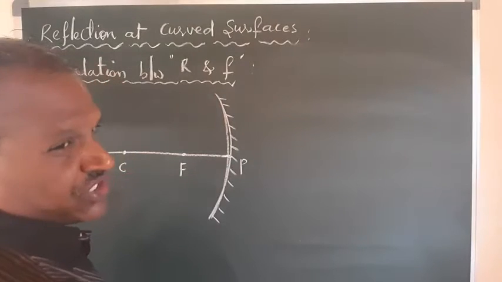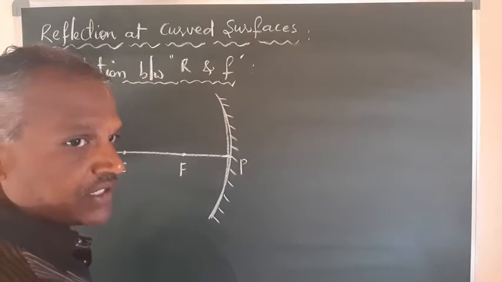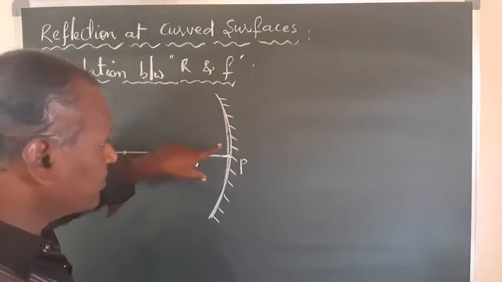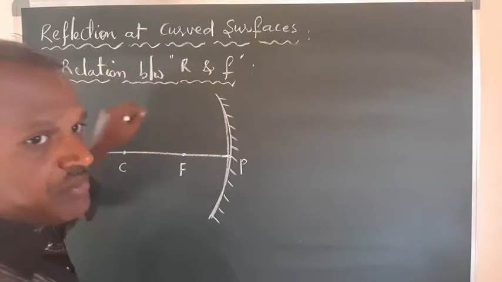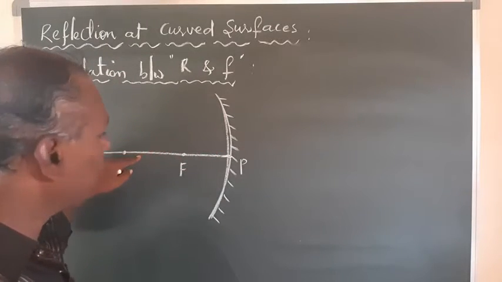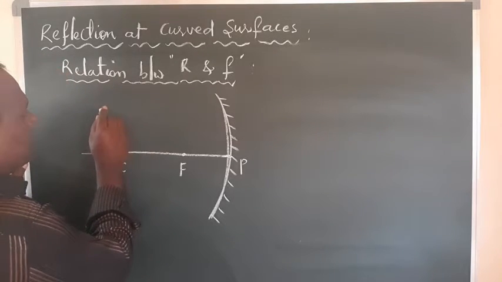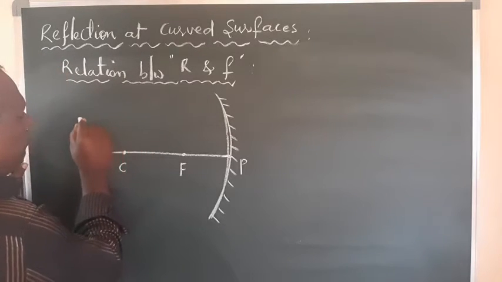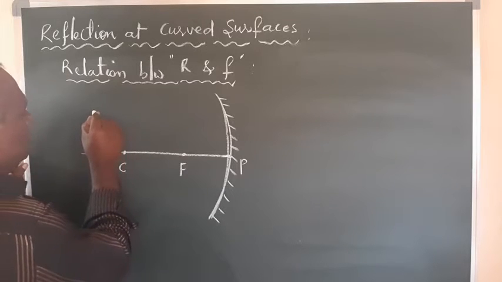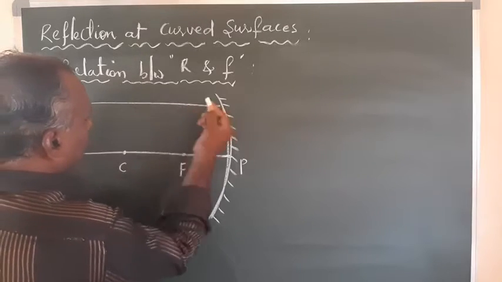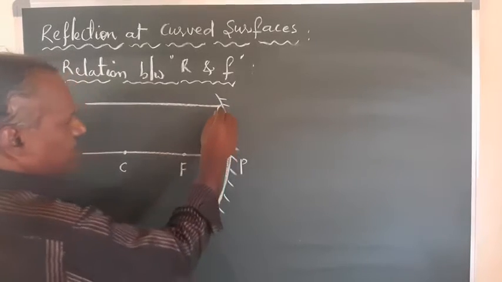For that, let me consider a light ray coming from a large distance, that is from infinity. The light source is very far away from this mirror, and the ray is coming parallel to the principal axis. A ray of light is coming like this, parallel to the principal axis.